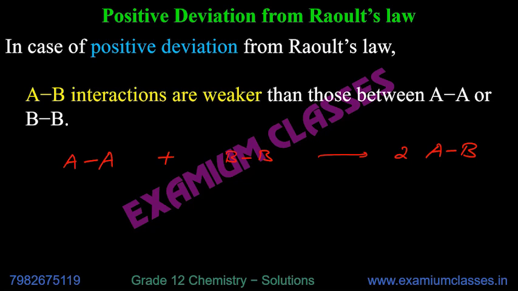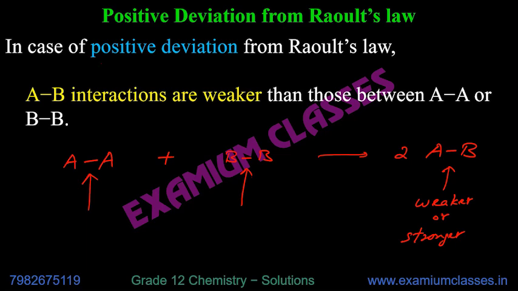This force of attraction can be weaker or stronger than these forces of attraction. In the ideal case, I told you that all these three will be equal. But if these three are not equal, then there are two possibilities. Either the resultant one will have a stronger bond or a weaker bond. So depending on that, we will have either positive deviation or negative deviation.